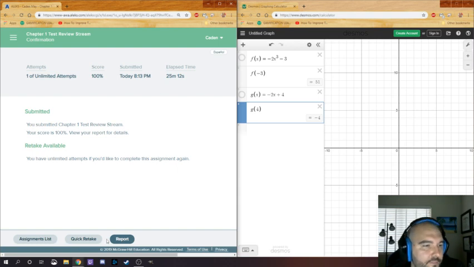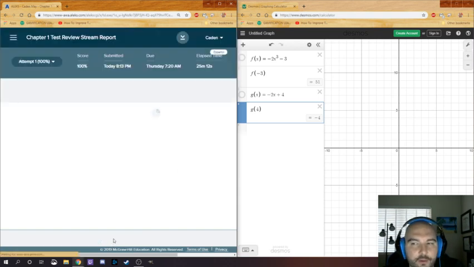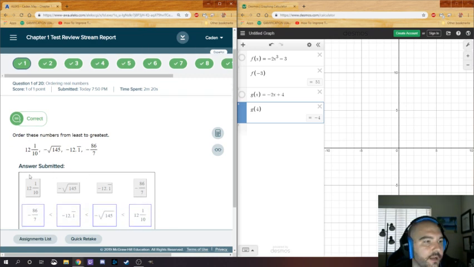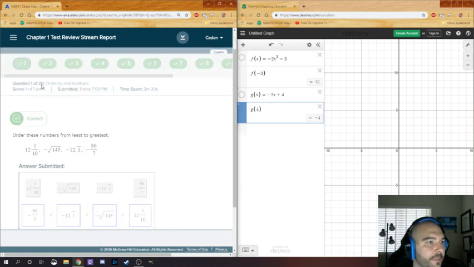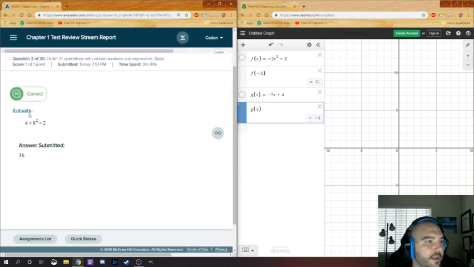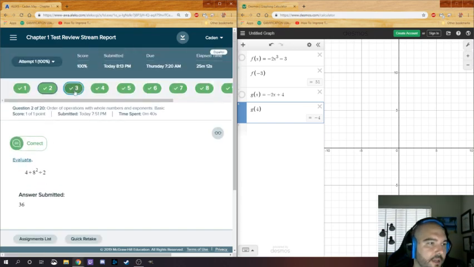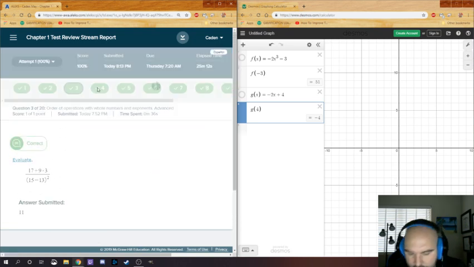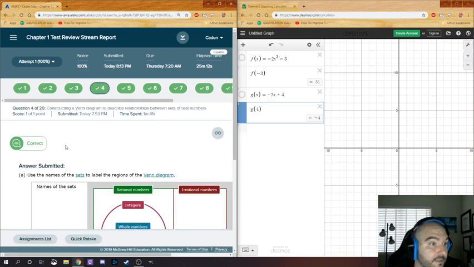But I'm still going to go to report here, and I'm going to quickly run down what the problems were, so you know what to expect. Ordering numbers from least to greatest, convert all the decimals and compare. Next problem. Evaluate. Use a calculator. I don't care. What am I going to do? Use a calculator. A slightly more complicated evaluate. Again, calculator is your friend. Follow the order of operations, though, otherwise.